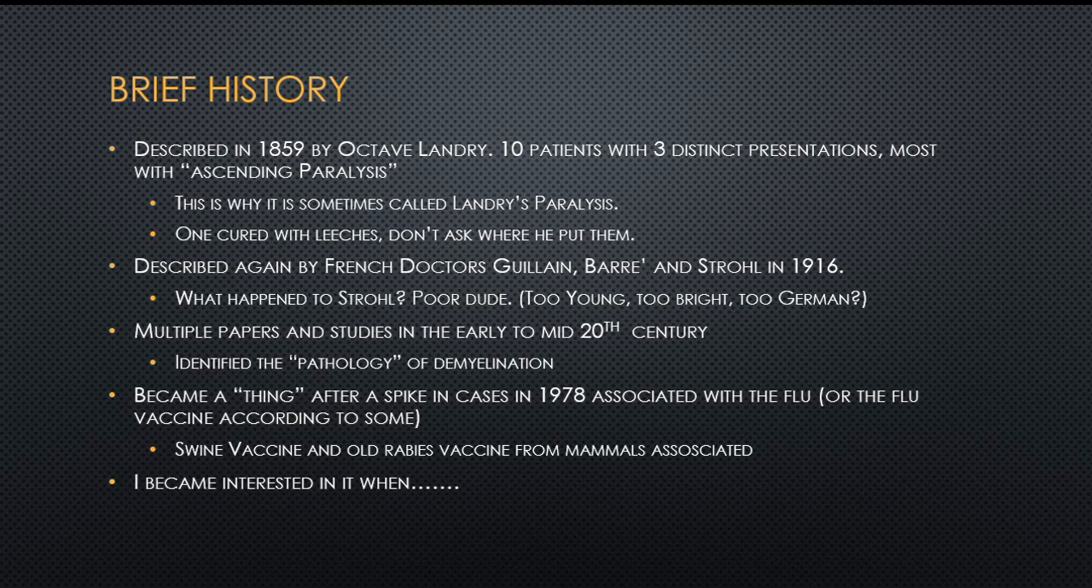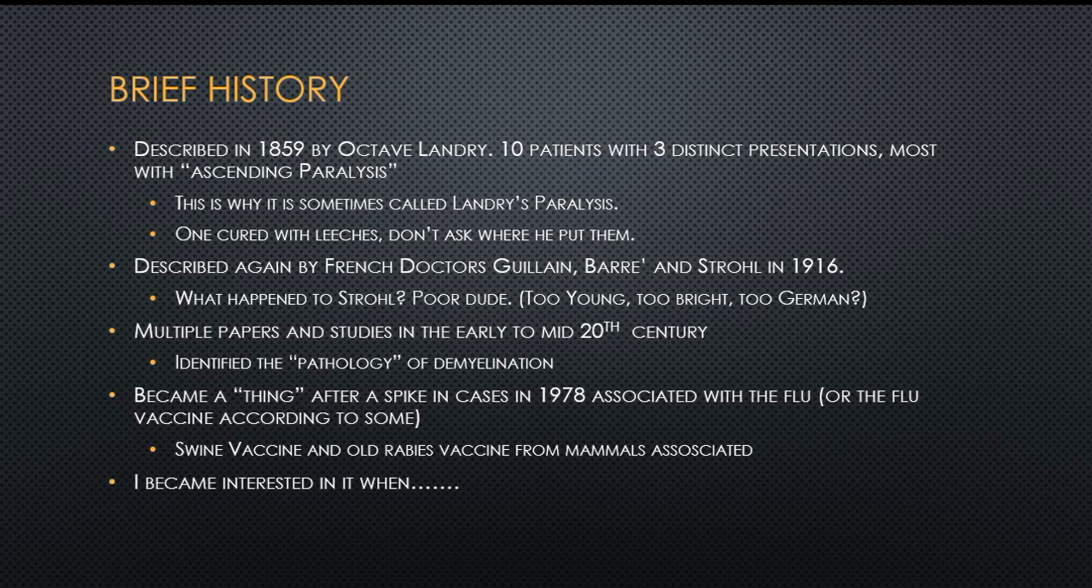But it was described again in 1916 by French doctors Guillain-Barré and Strohl. And incidentally, in 1916, 1917, 1918, you'll notice there's something very unique: 2 of these had French names and one of them had a German name, and that was right during World War I. So as this disease became more well known, poor Dr. Strohl got left out of the glory, and it just became Guillain-Barré syndrome.